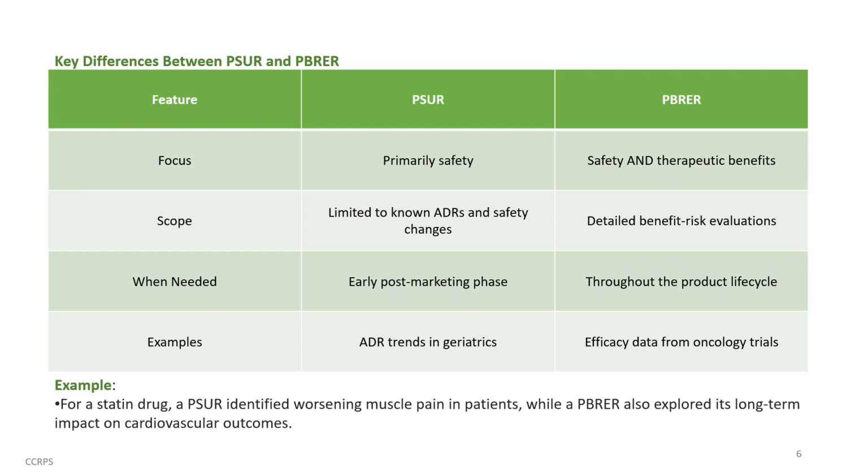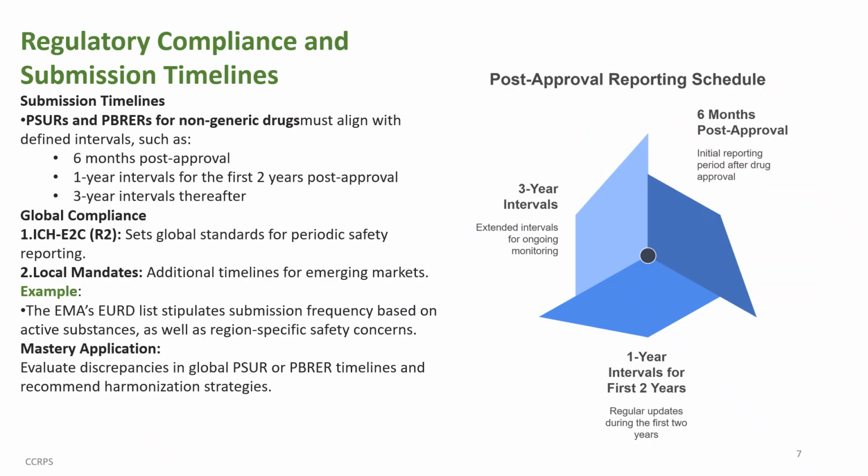For a statin drug, a PSUR identified worsening muscle pain in patients, while a PBRER also explored its long-term impact on cardiovascular outcomes. Regulatory compliance and submission timelines. PSURs and PBRERs for non-generic drugs must align with defined intervals, such as 6 months post-approval, 1-year intervals for the first 2 years of post-approval, or 3-year intervals thereafter.